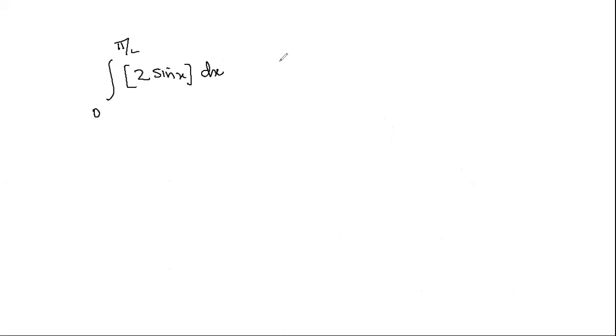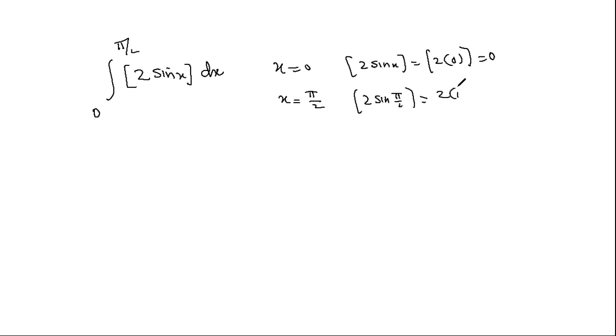What is the least value of the function? When x is 0, the integer of 2 sin x will be the integer of 2 into 0, hence you will get 0. When x is pi by 2, 2 sin pi by 2, you will get 2 into 1, that will be 2. That means how many integers are there from 0 to 2? 0 to 2, there is only one integer.